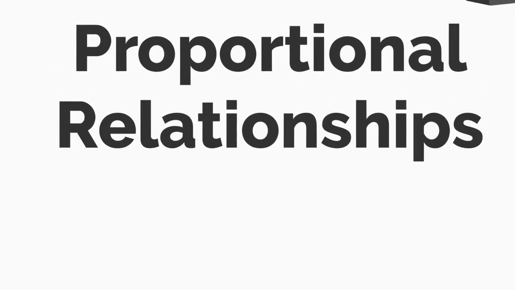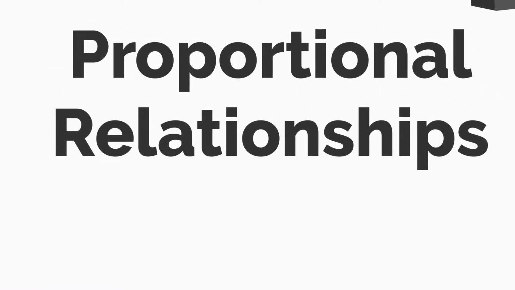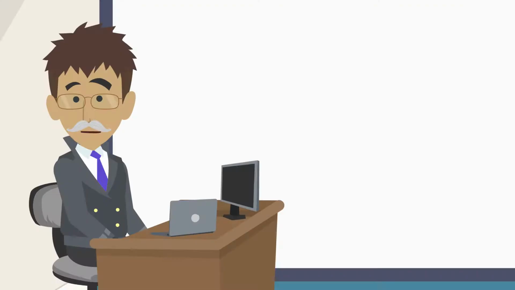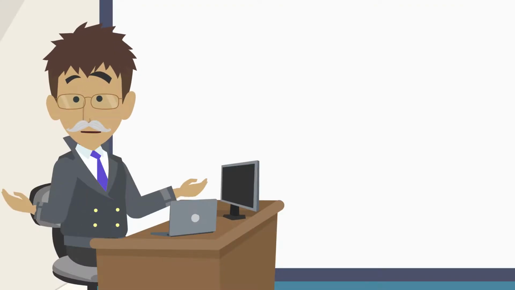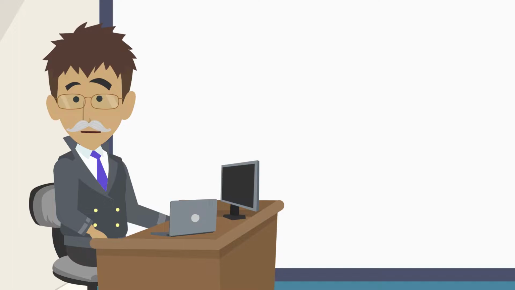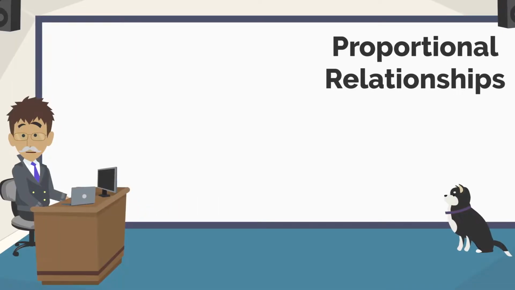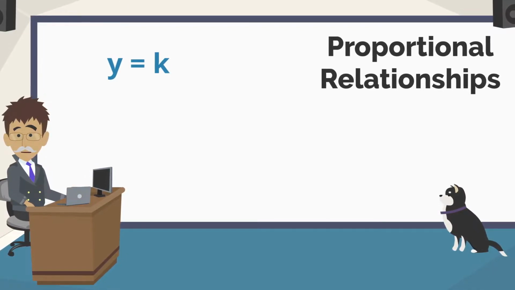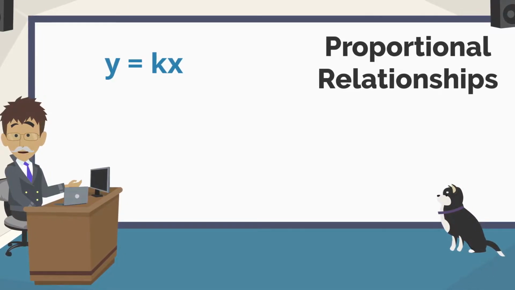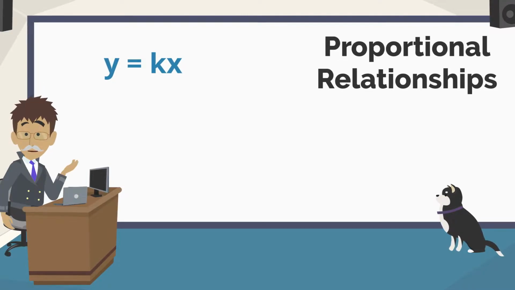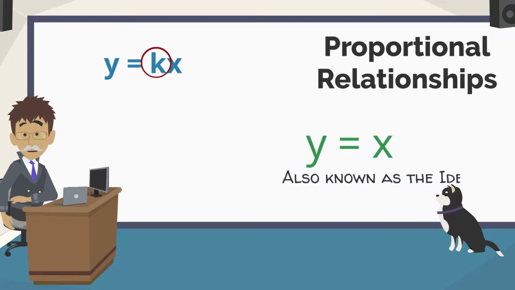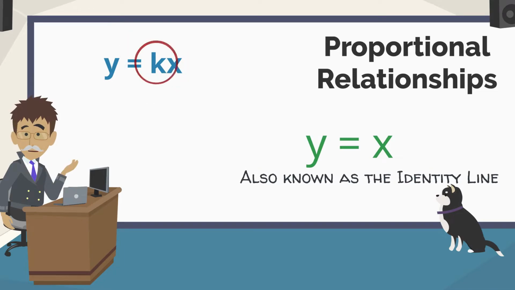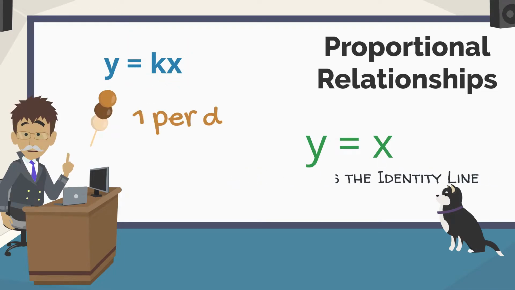You might remember working with direct variation or proportional relationships. When one value increases, the other value increases in direct variation relationships. Direct variation is represented by the equation y equals kx, where k is the constant of proportionality. The number of good girl sticks eaten by Random is represented by the function y equals x. In this case, the constant of proportionality is 1 because Random gets one stick per day.